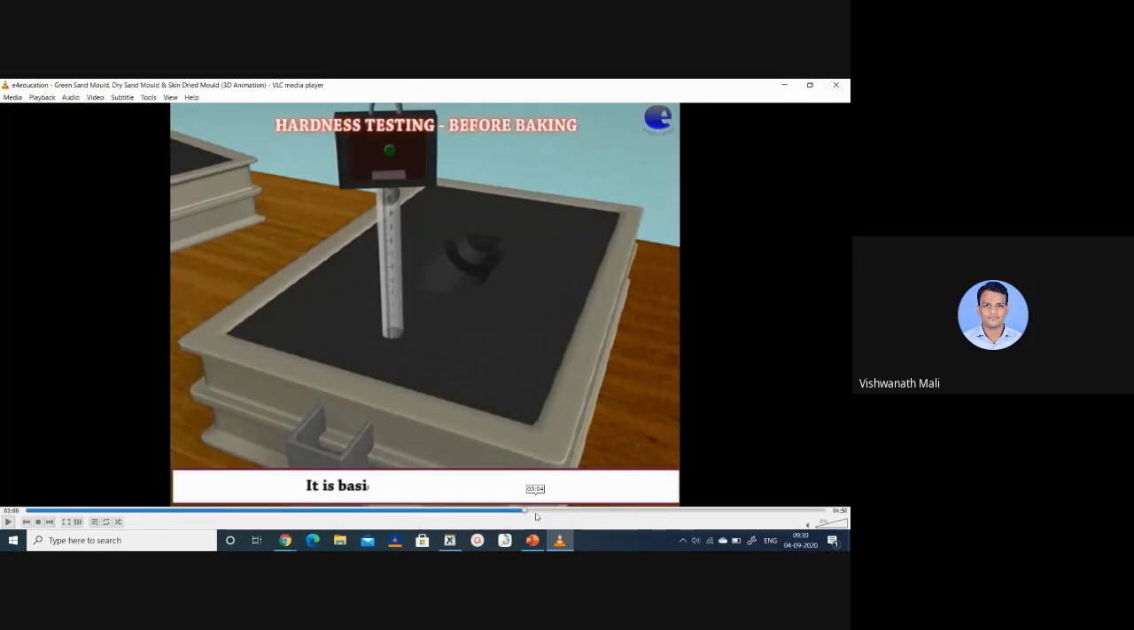So we are heating only to remove the moisture content and to get a good steam. That is the main thing. We are not heating up to 500 or 600 degrees Celsius to make it permanently hard, because we need to break this sand after preparing the casting. So it should break. That's why we are not heating that much.